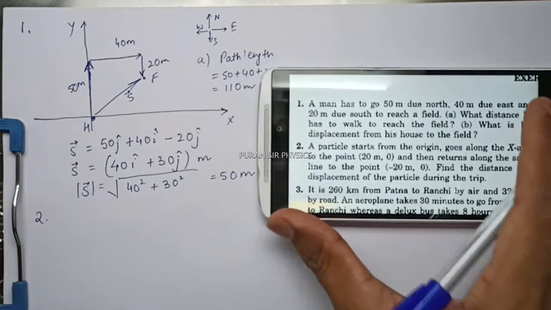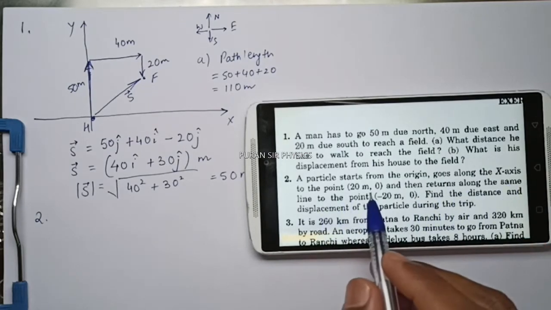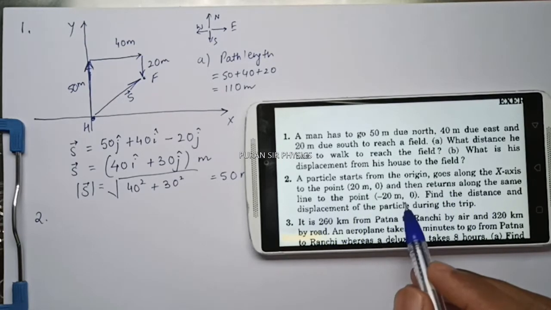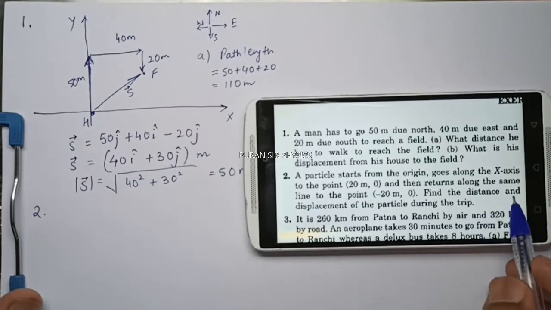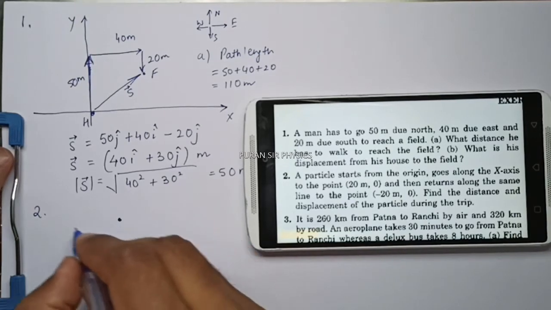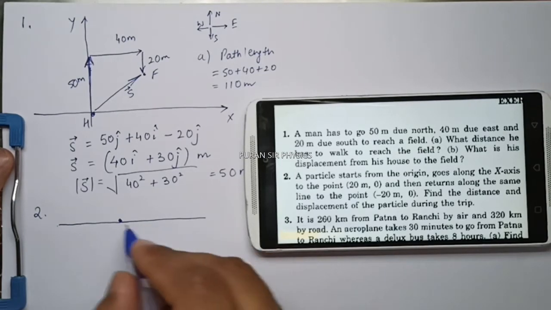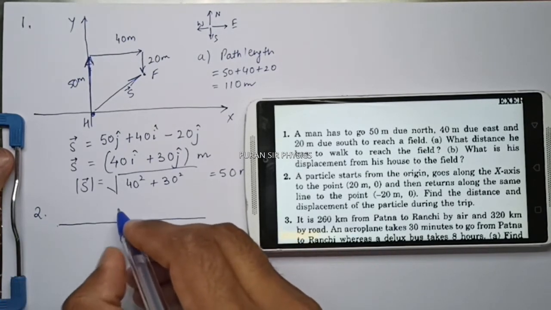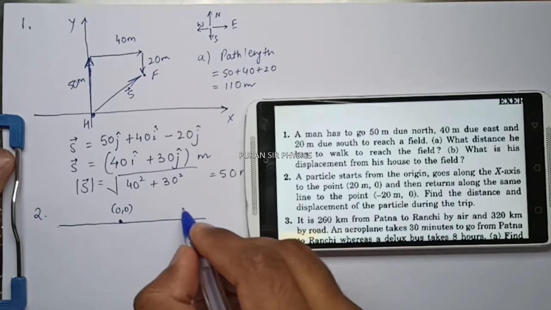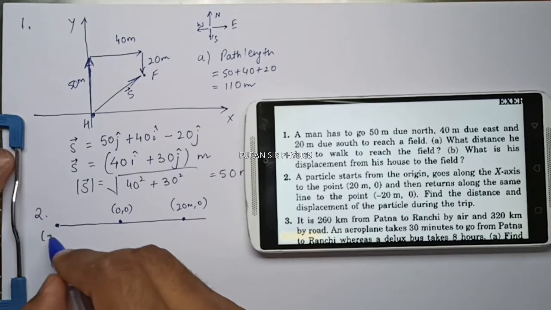In question number 2, a particle starts from the origin, goes along the x-axis to the point 20 meter, 0, and then returns along the same line to the point minus 20 meter, 0. Find the distance and the displacement of the particle during the trip. So this is your origin, and say this is the line along which the particle is moving, and this is positive x and this is negative x. So first this is your 0, 0. And this point is your 20 meter, 0, and this point is minus 20 meter, 0.